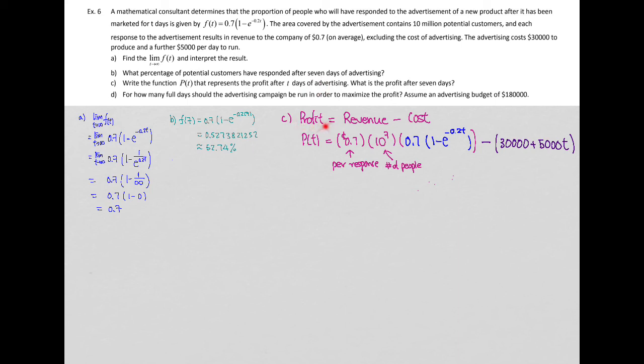Part C, they want us to write the function P, which represents the profit after t days of advertising. So we know the profit equals the revenue take away the cost. So what will be the revenue? It says you have 70 cents per each response.